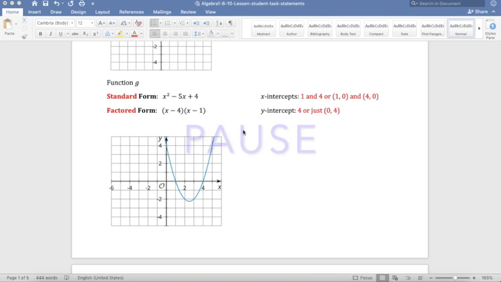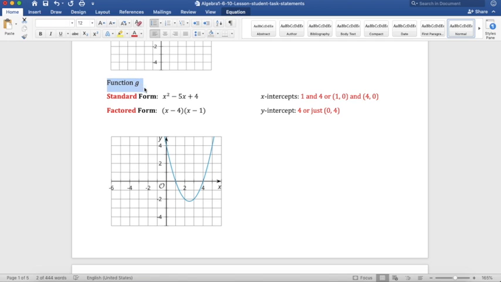All right, so for function g, or just our next graph, we have standard form and factored form again. And my x-intercepts from my graph are 1 and 4. So (1, 0) and (4, 0). And my y-intercept is also 4, so I see (0, 4).